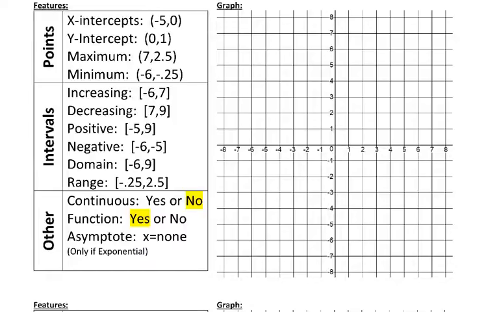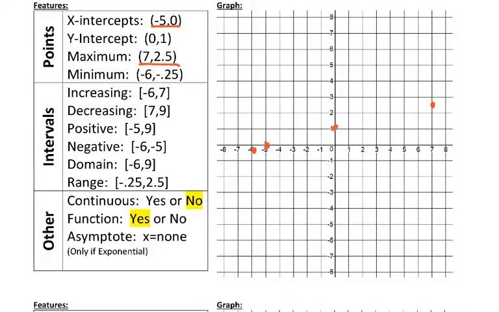So, let's start off with the points. They're probably easiest. So we've got an x-intercept at negative 5, 0. We've got a y-intercept at 0, 1. We've got a maximum at 7 and 2.5. So 7 up to 2.5, about right there. And we've got a minimum at negative 6, negative 2.5, which would be about right there. Okay?